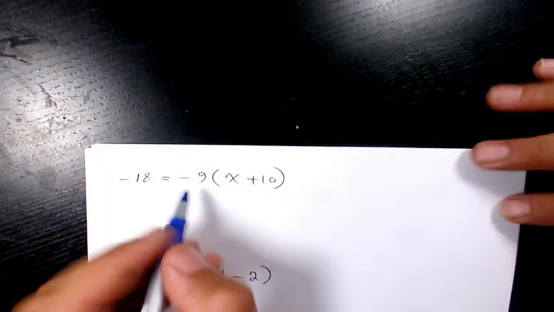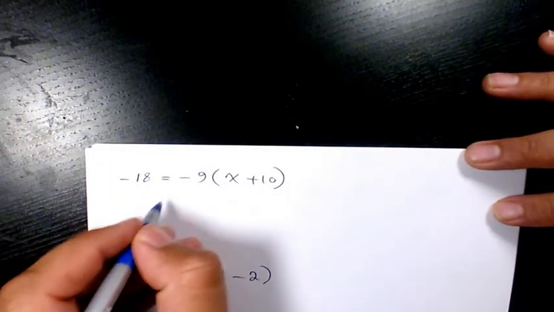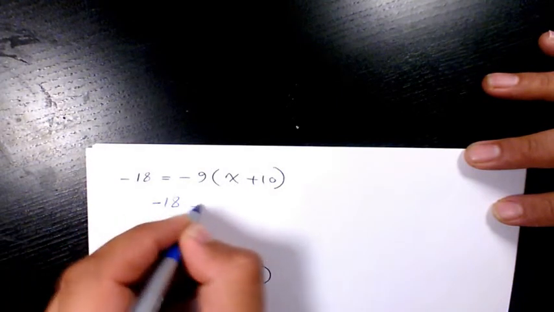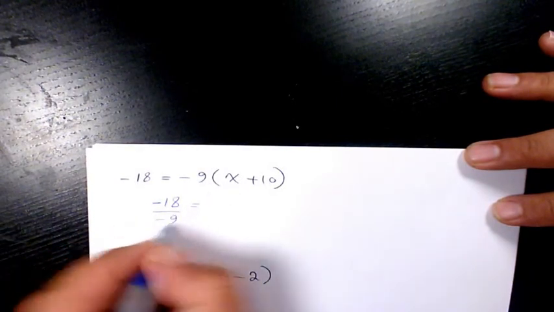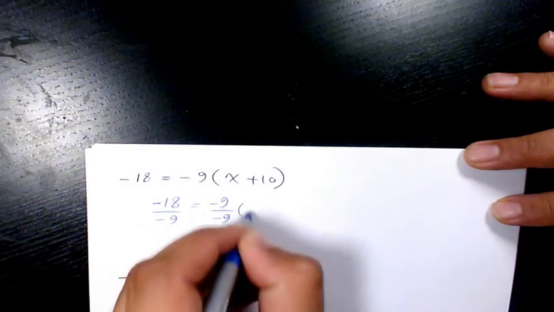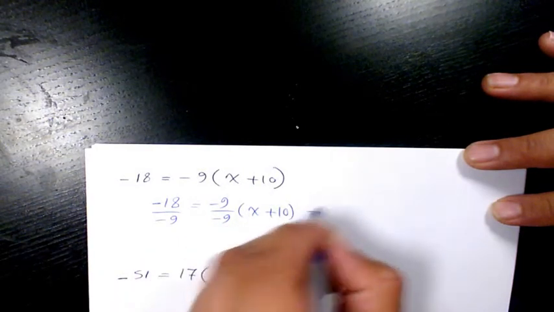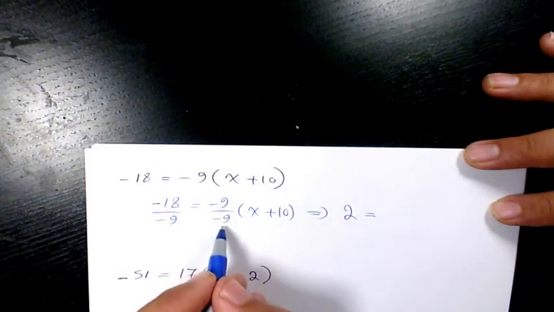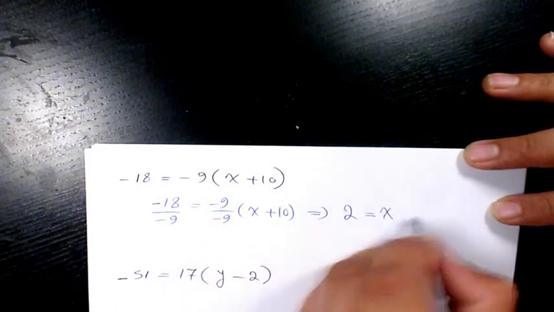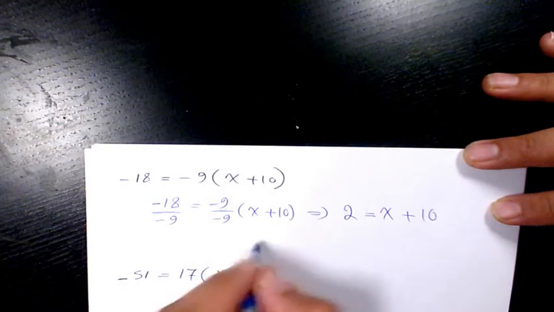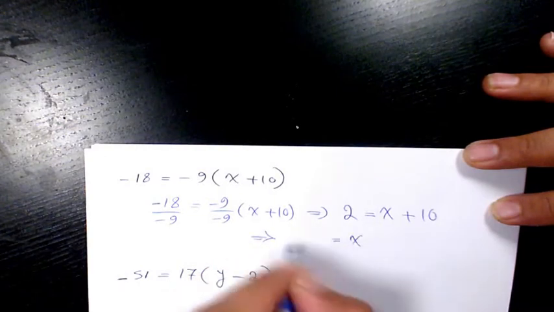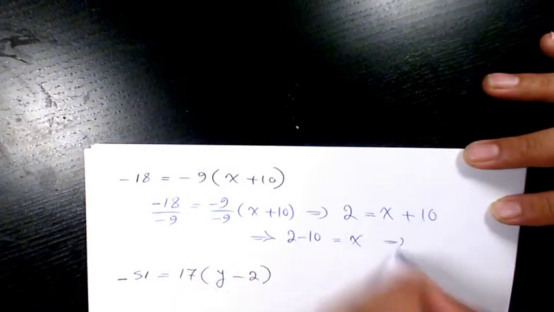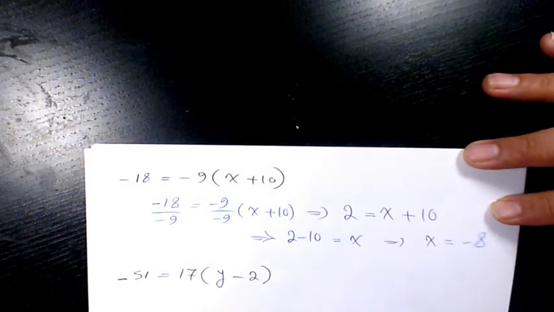Negative 18 equals negative 9 times x plus 10. So we divide both sides by negative 9: negative 18 divided by negative 9 is going to be 2, and negative 9 divided by negative 9 is going to be 1, so x plus 10. So x will be 2 minus 10, which is negative 8.